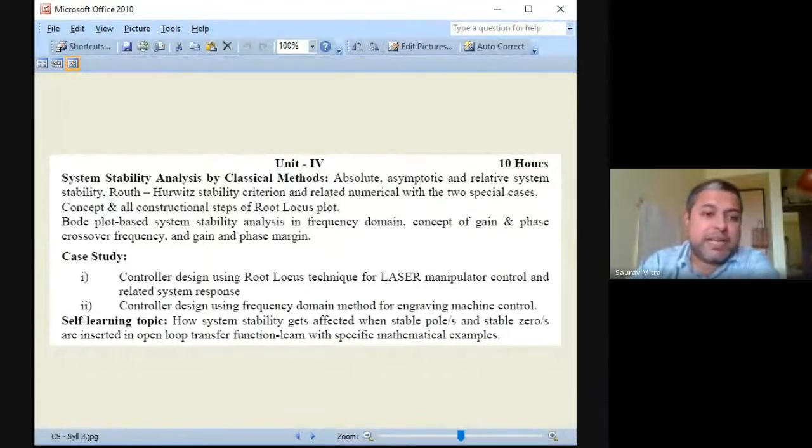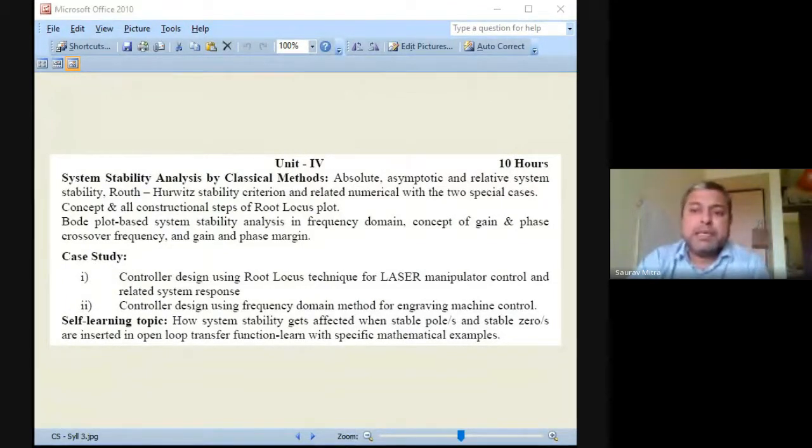So that we will see in the case of the Routh Hurwitz criterion. In root locus also, we will see how to find out the stability, gain margin and all those things in the S-plane. And the third thing we will see is the Bode plot: in the frequency domain, how we can find the gain margin, phase margin and stability.